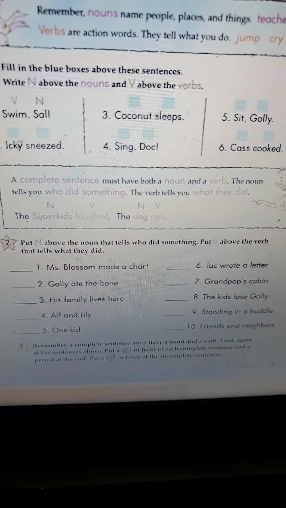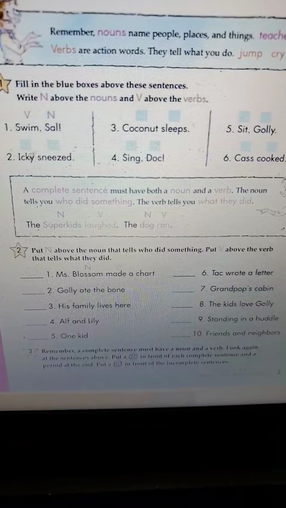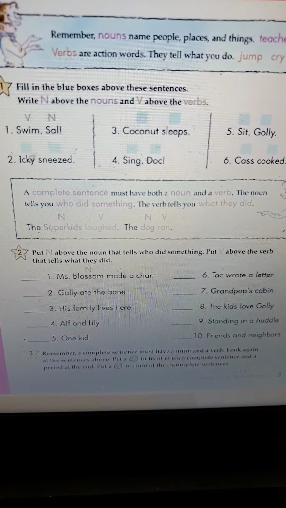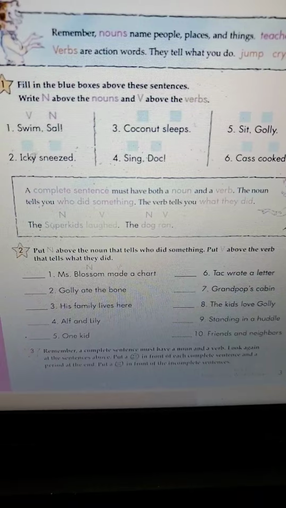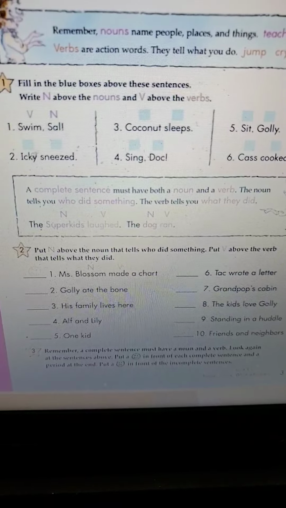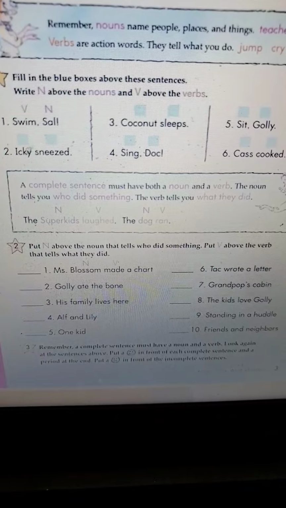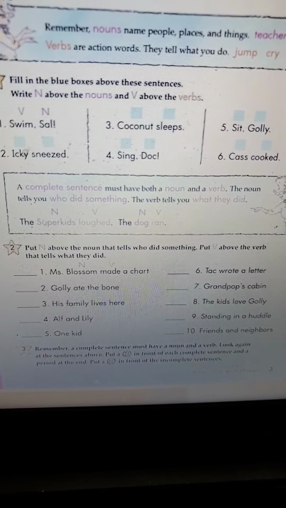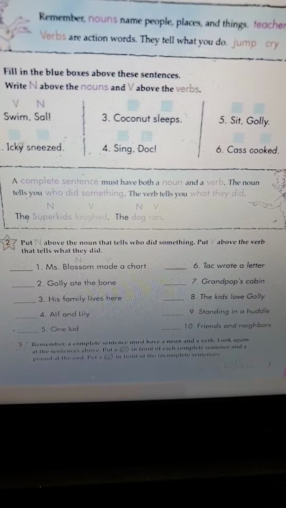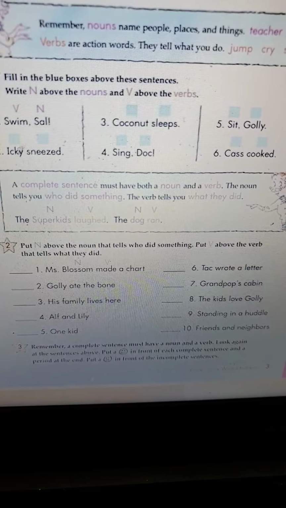There is another noun in that sentence. Can you figure out which word is a noun? Miss Blossom made a chart. Chart. A chart is a thing. So chart would also be a noun. But in this exercise, I think they only want you to put the noun that is doing the action. Okay? So that's why they only have the N over Miss Blossom there. Okay. So finish the rest yourself.